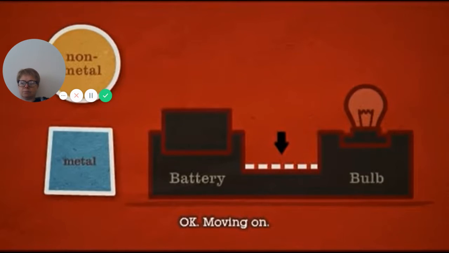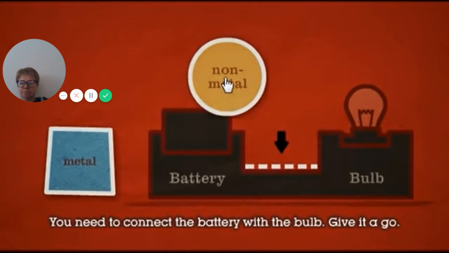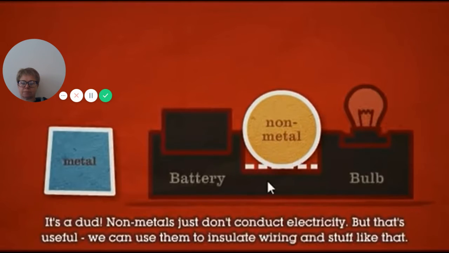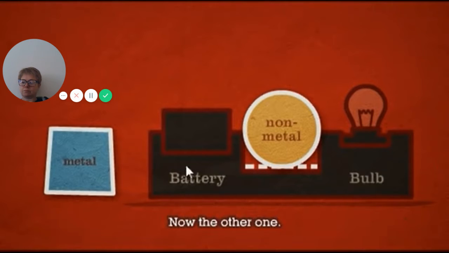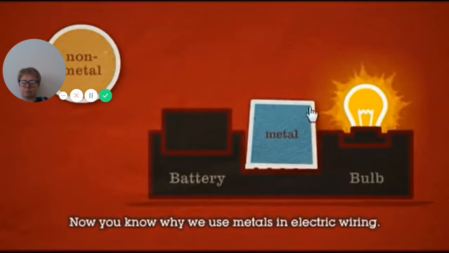Okay, moving on. You need to connect the battery with the bulb. Give it a go. It's a dud. Non-metals just don't conduct electricity. But that's useful. We can use them to insulate wiring and stuff like that. Now the other one. Now you know why we use metals in electric wiring. Metals conduct electricity.